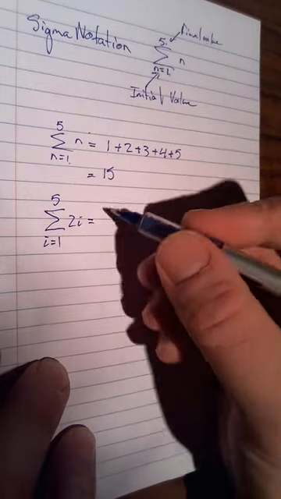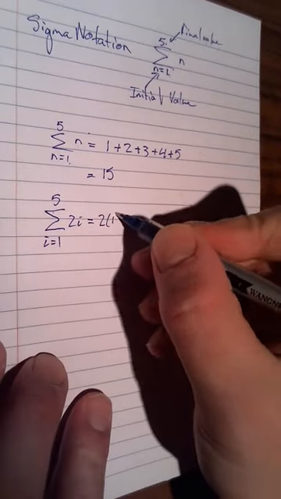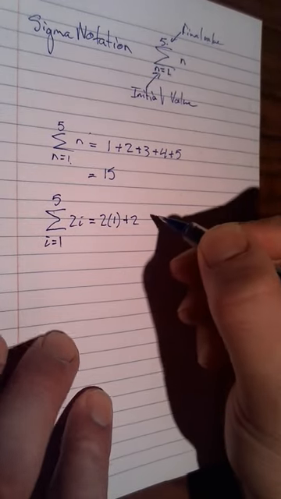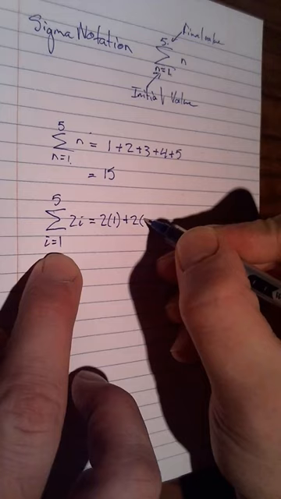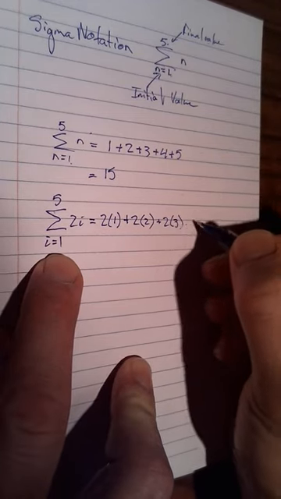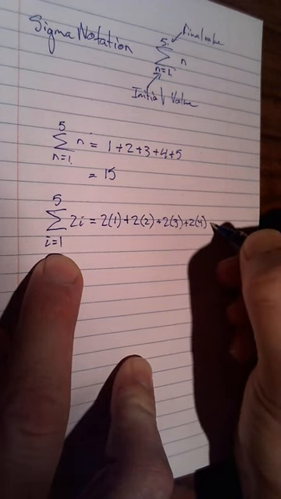The first time we go through our expression it is 2 times i, and i started at 1, so it's going to be 2 times 1. Then we'll go through again, and it'll be 2 times i, but now i has increased, so 2 times 2. And then 2 times 3, and then 2 times 4, and then 2 times 5.